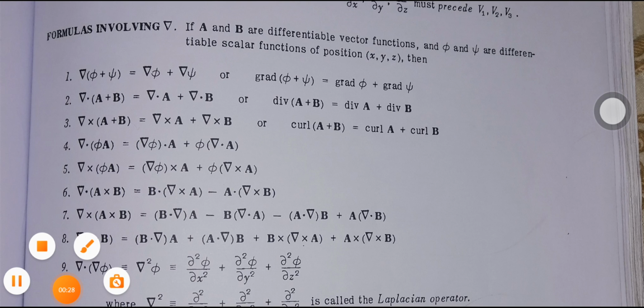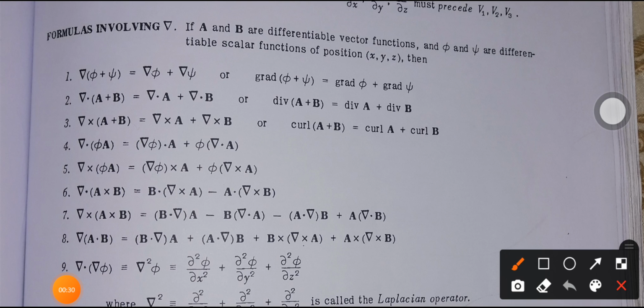Here psi and phi both are the two scalar functions, or you can see that the gradient of phi plus psi is equal to gradient of phi plus gradient of psi. Then we have divergence, that del dot a plus b is equal to del dot a plus del dot b. Similarly, it is defined for the curl as well, that either you are going to apply on the resultant or you may apply on the single vectors, and then you can find out the resultant of the vectors.